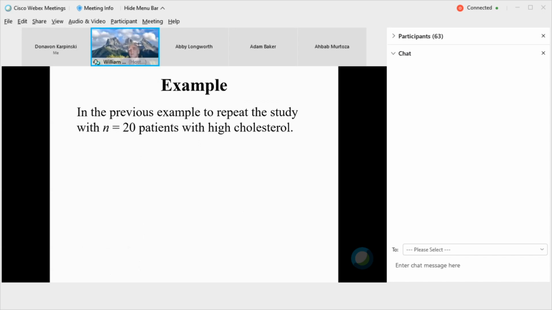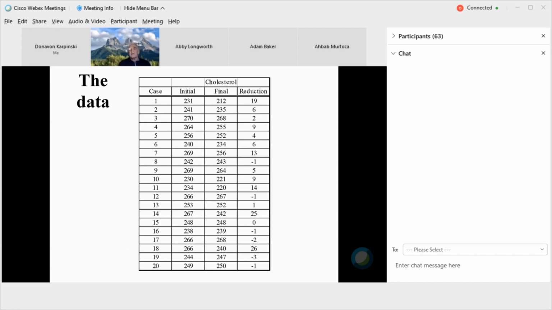Second example, similar, but we have n equal to 20 patients. They each have high cholesterol. There are the measurements of their initial cholesterol reading and their final cholesterol reading and the reduction. We want to know whether the drug is effective, which would mean that the central value of reduction is positive. You see some values are positive, some values are negative.